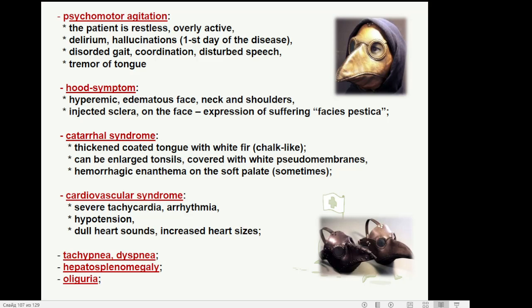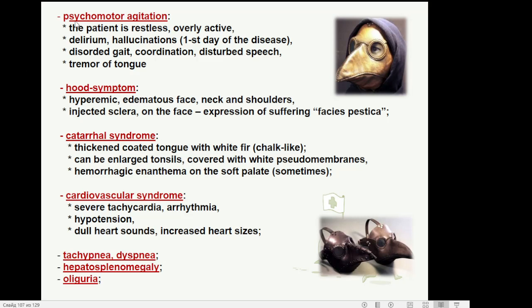Hood signs may be suspected in a patient: hyperemic, edematous face and neck. Injected scleras. In case of severe intoxication there may be a pale face and red eyes due to injection of sclera, due to scleritis. Maybe catarrhal signs with enlargement of tonsils. Bright signs, chalk-like tongue, a thickly coated tongue with white fur. Sometimes maybe hemorrhagic enanthemas, hemorrhagic rash on the soft palate.